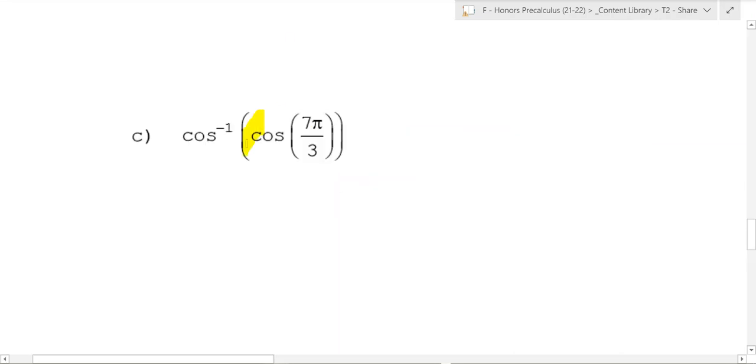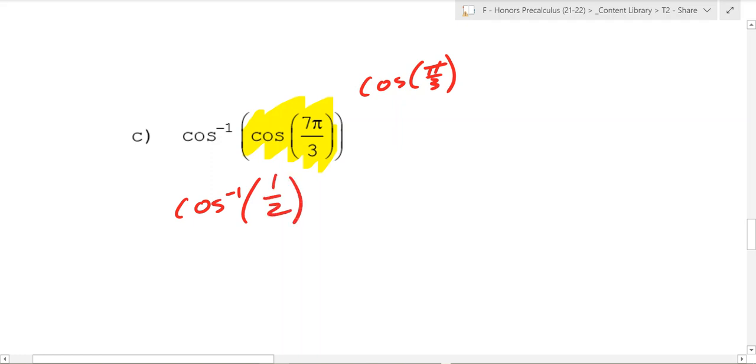So again, you have to do the inside here. So 7 pi over 3, you can start to subtract 2 pi from that. That's 6 pi over 3. So that's the same as taking the cosine of pi over 3. So the cosine of pi over 3, you should know, is going to be, it's in the first quadrant too, it's going to be 1/2. Now it's asking, what angle has a cosine that equals a half? The cosine of what is a half? And that is indeed pi over 3.